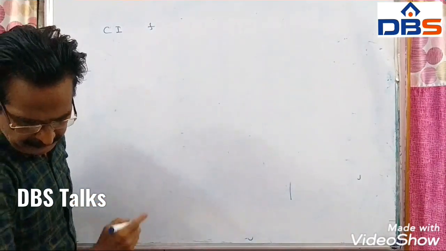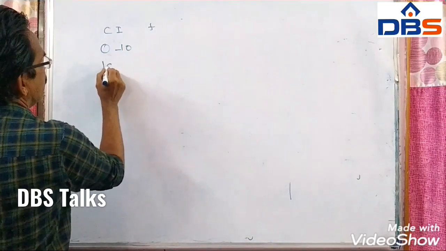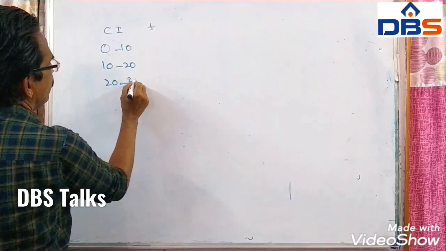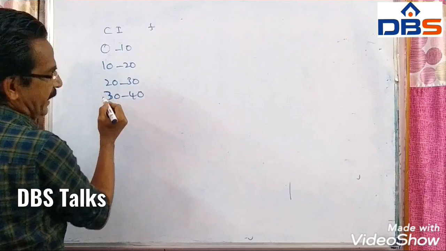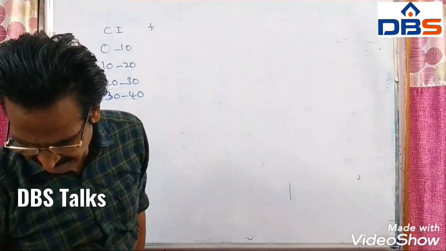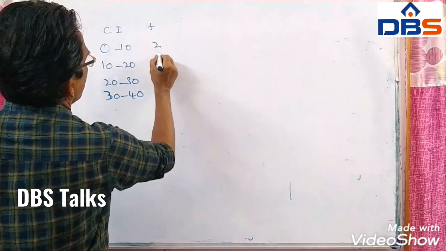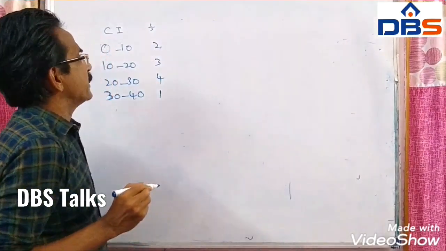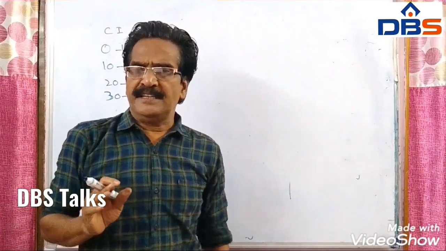Class intervals are 0 to 10, 10 to 20, 20 to 30, 30 to 40. And the respective frequencies are, friends, 2, 3, 4, 1. These are the respective frequencies. We have to find the variance.